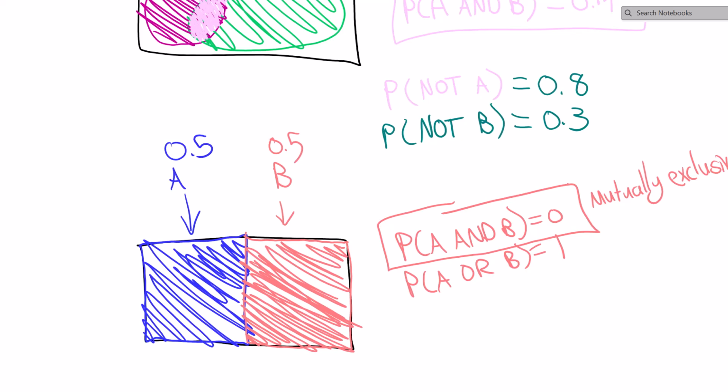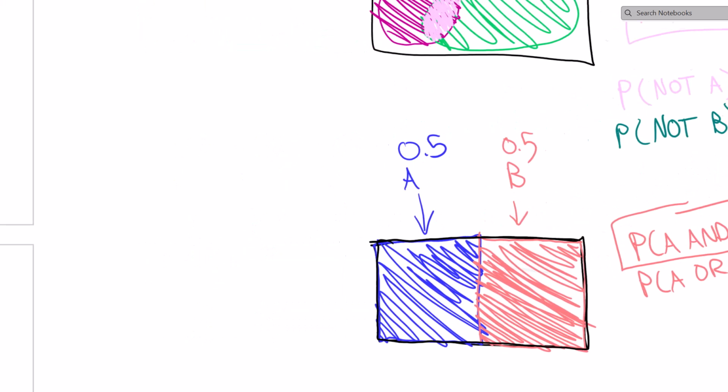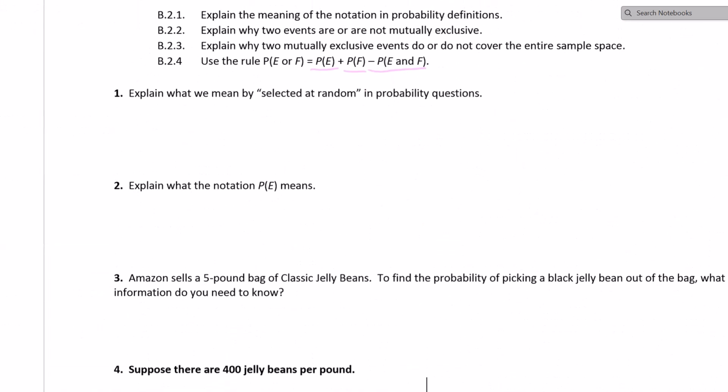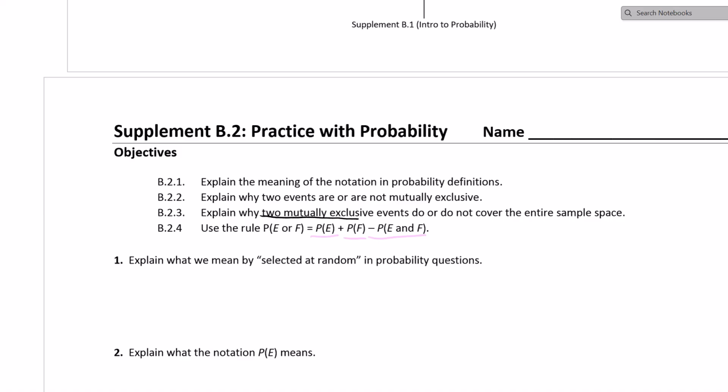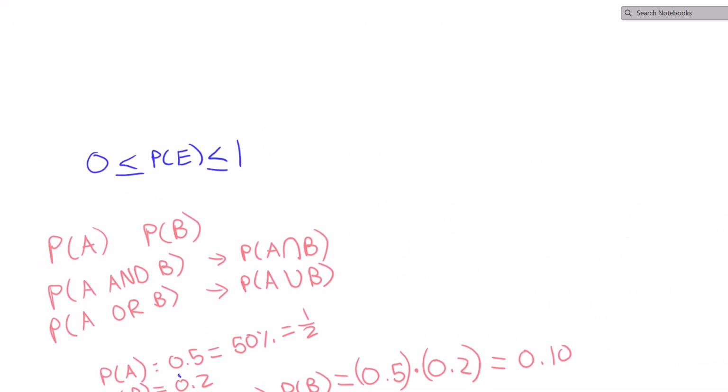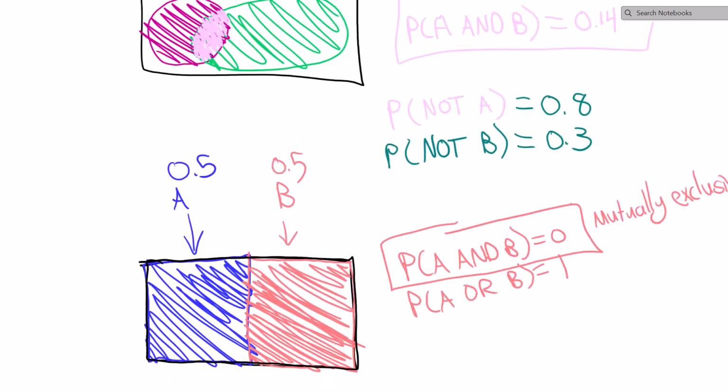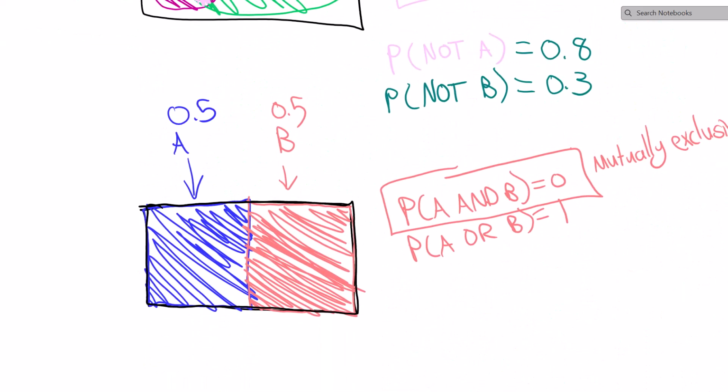And then mathematically, the probability of A or B being 1 means that there are no other combinations in that sample space. The sample space is kind of all the things that could possibly happen in this black rectangle here. We're saying that because the probability of A or B is 1, then that fills all the space. So that's kind of our objective up here. Explain why two mutually exclusive events do not or do cover the entire sample space. And kind of looking at this again, we have mutually exclusive events that cover the entire sample space, and this mathematically is what must happen if that is going on.